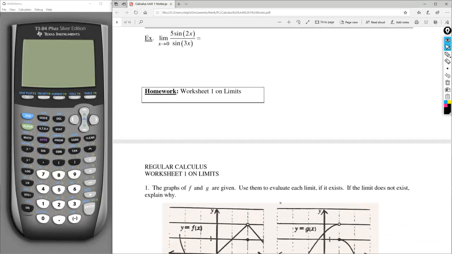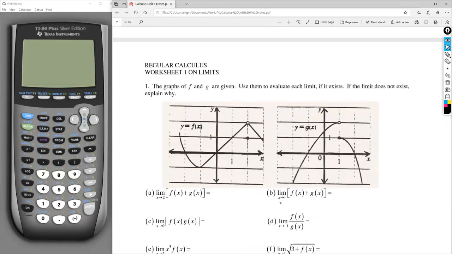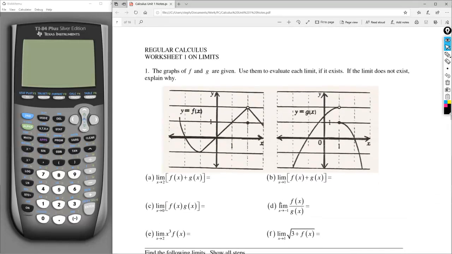You have a worksheet here. You do know how to solve all of these problems now. So if you have not already started on this, then please start working on this next.